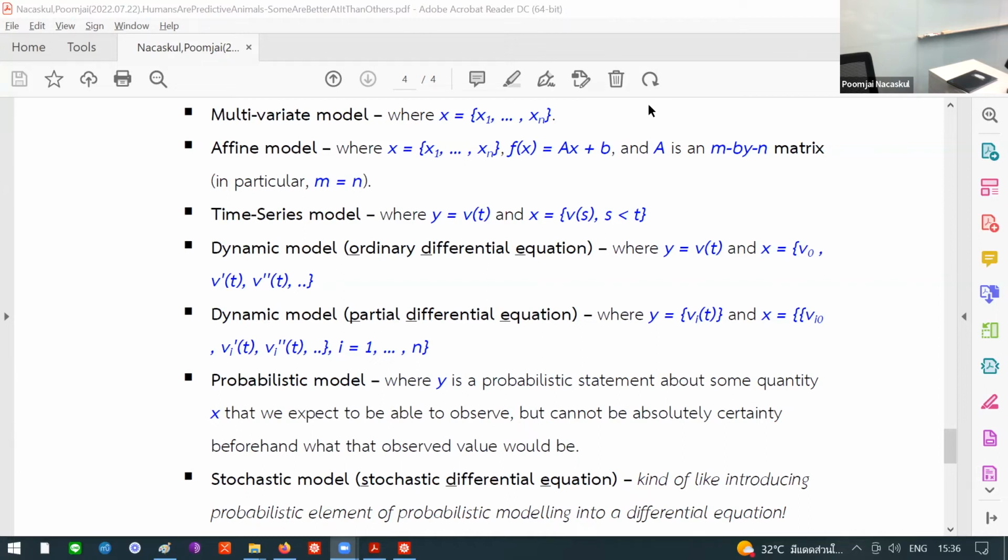Stochastic model, and you're not going to get to that, but that's the one that got the Nobel Prize, right? With the Black-Scholes model. That's kind of like combining differential equation with probability. So it's a little bit more interesting.